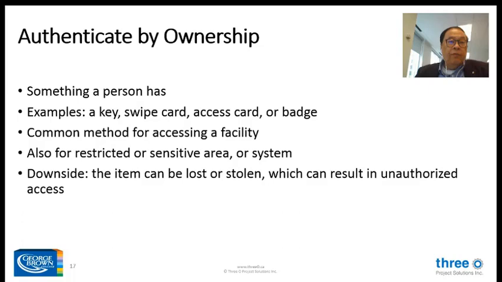Okay, so the downside of that is the item can be lost or stolen. If you use a key or card, that's a physical thing, right? Physical things can be lost, okay, which can result in somebody picking it up or somebody purposely stealing it from you so that they can have access as you, because you're talking about an item now, right? And then the item can be stolen and disappear.